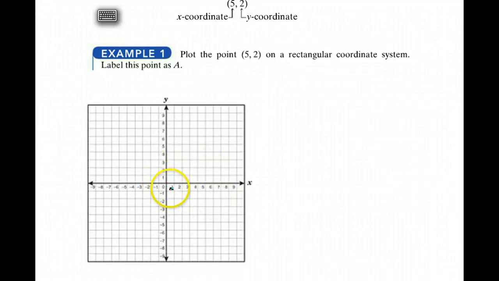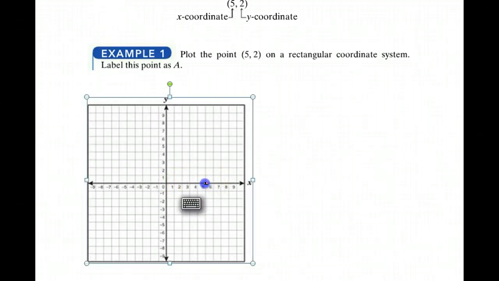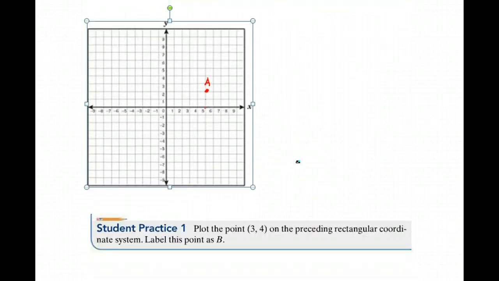So since our X coordinate is positive 5, we're going to move over to where positive 5 is located on the X axis. The Y coordinate is a positive 2. So we're now going to move up 2 units and put our point, and we will label that with a capital letter A. And that is how we plot an ordered pair.